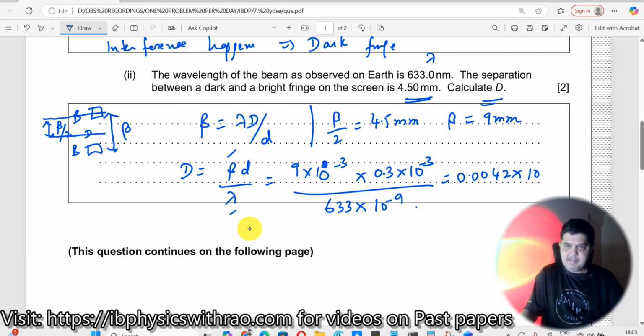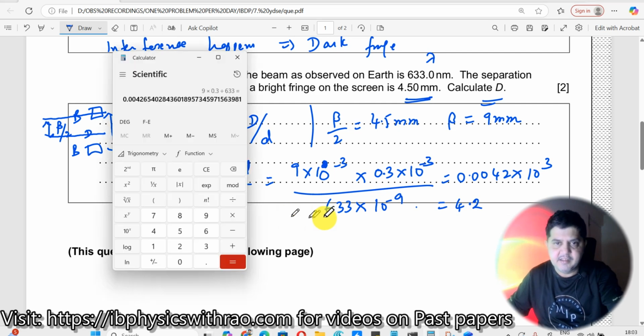0.0042 multiplied by minus 3 minus 3 minus 6 minus 6 plus 9 would be plus 3. So what is the answer I get here? I get 3 would be 1, 2, 3, 4.2. Okay, there are 3 significant figures, right?